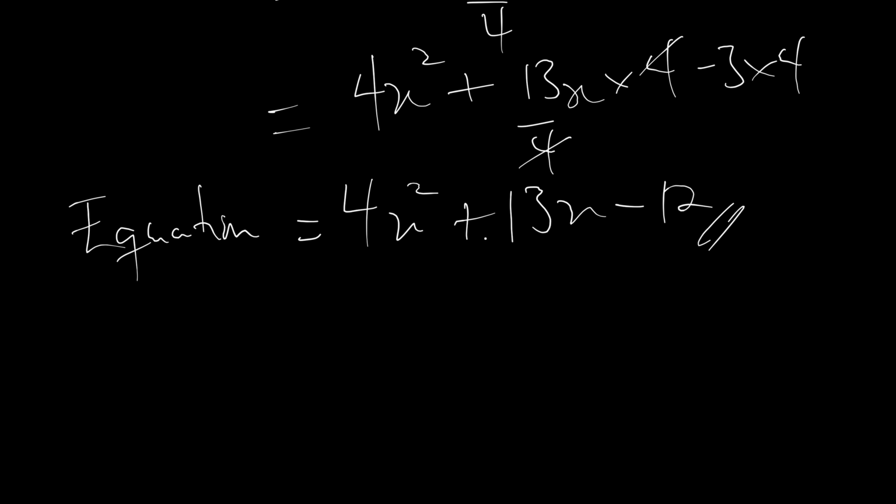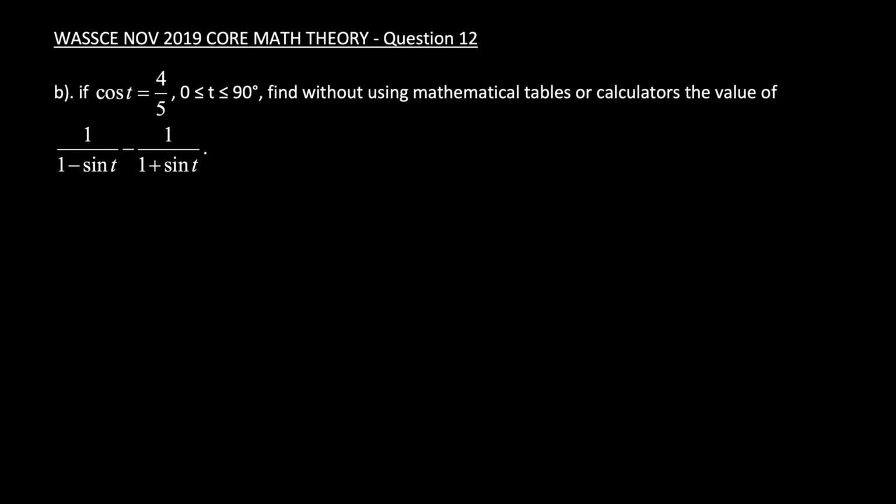So we'll be moving on to question 12C. So for question 12C, if cos t is equal to 4/5, such that t is between 0 and 90, find without mathematical tables or calculators the value of 1 over 1 minus sine t minus 1 over 1 plus sine t.